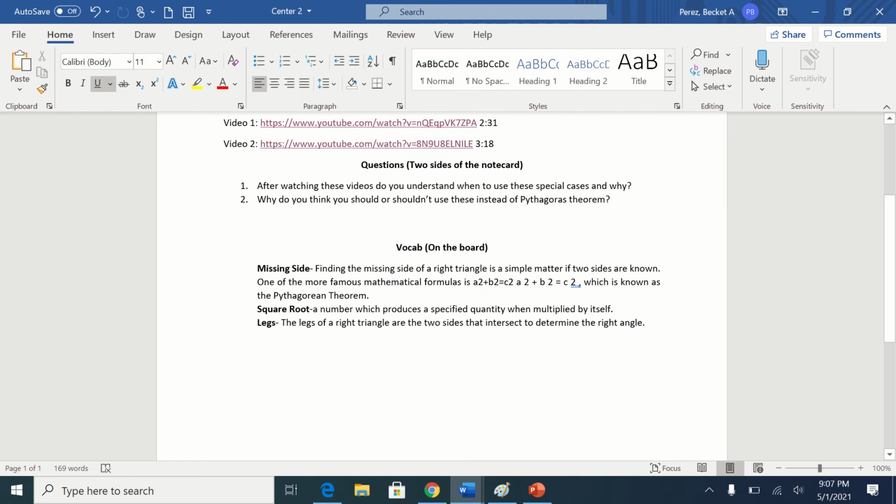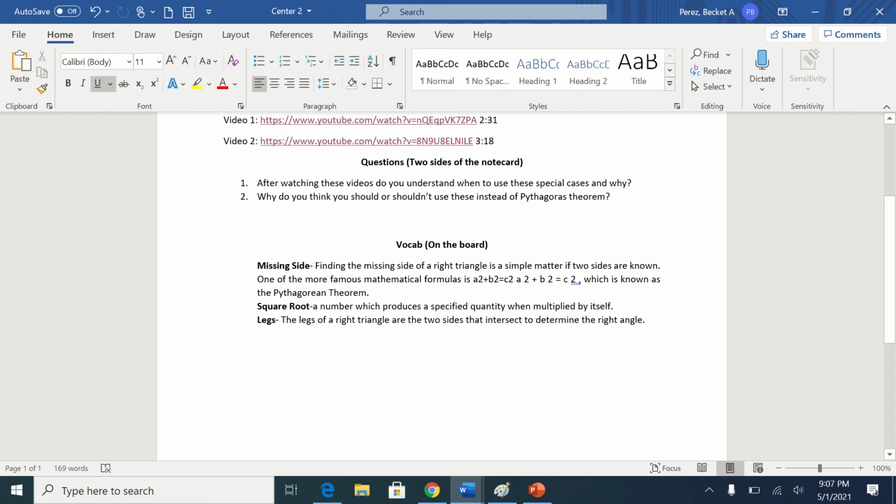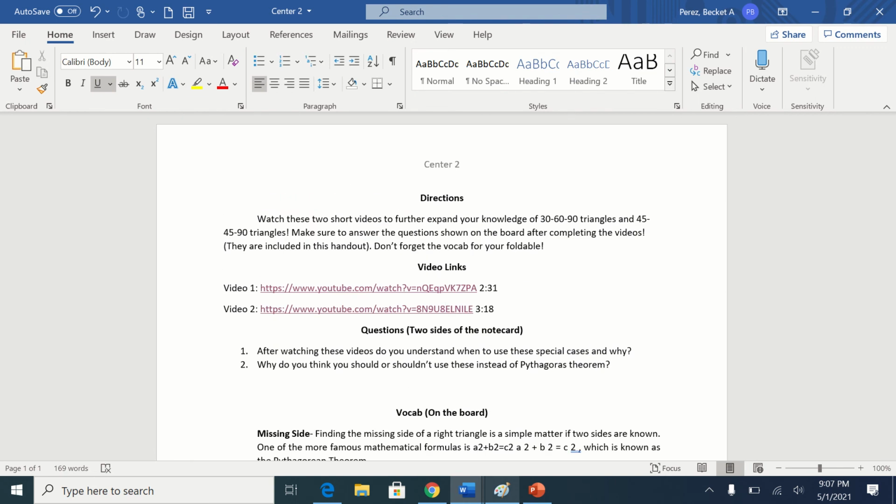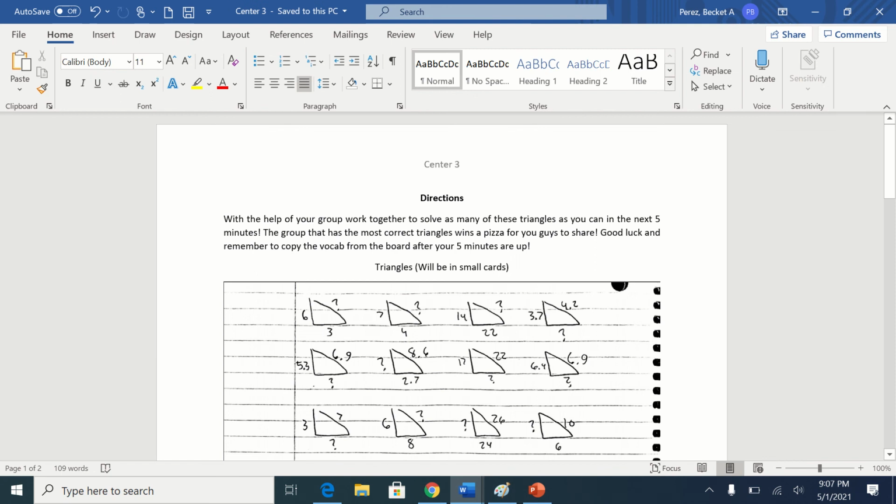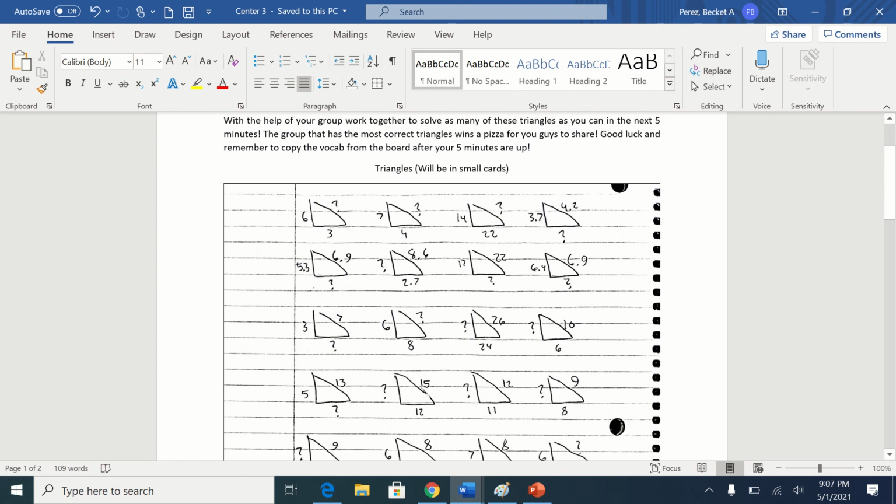And after that, when they have time, vocab on the board, which obviously I'm showing here, would be missing side, square root, and legs. They would put that in their foldable, and that should be the end of that center. Moving on to center 3, the competition center. Directions. With the help of your group, work together to solve as many of these triangles as you can in the next 5 minutes. The group that has the most correct triangles wins a pizza for you guys to share. Good luck, and remember to copy the vocab from the board after your 5 minutes are up.